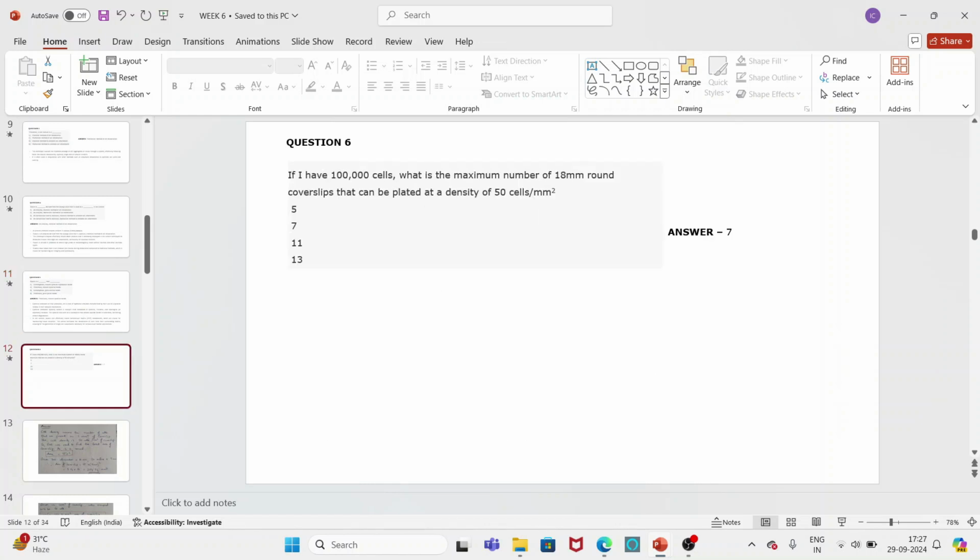Okay. So coming on to question number 6. If I have 1 lakh cells, what is the maximum number of 18 millimeter round cover slips that can be plated at a density of 50 cells per millimeter square? This is basically a mathematical question. Sorry for that, I cannot show the presentation. The answer is also there, so I will just explain the answer. The answer to this question is 7. There are 4 different options: 5, 7, 11 and 13. The answer to this question is 7.